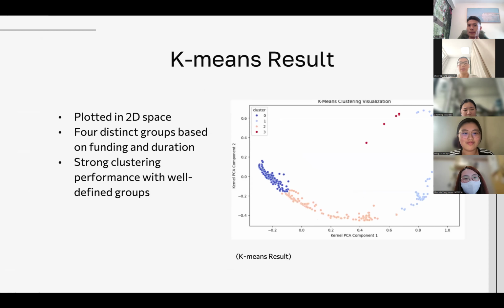And here is the k-means result, which uses PCA and plots it in 2D space. We can see that there are 4 distinct groups based on funding and duration, and it shows strong clustering performance with well-defined groups.